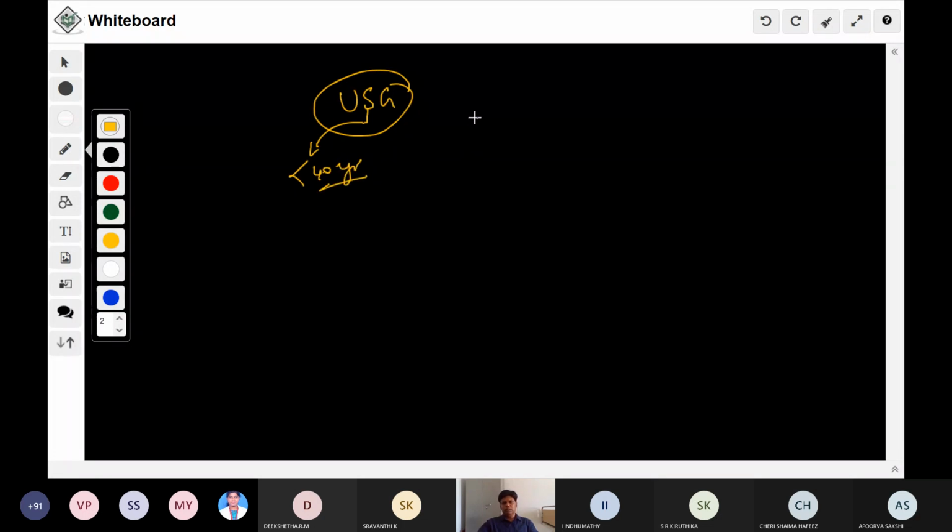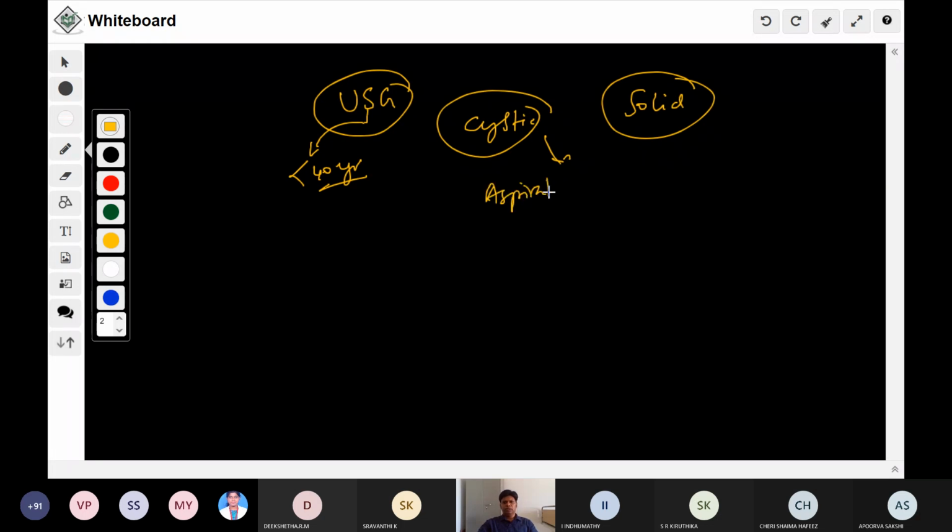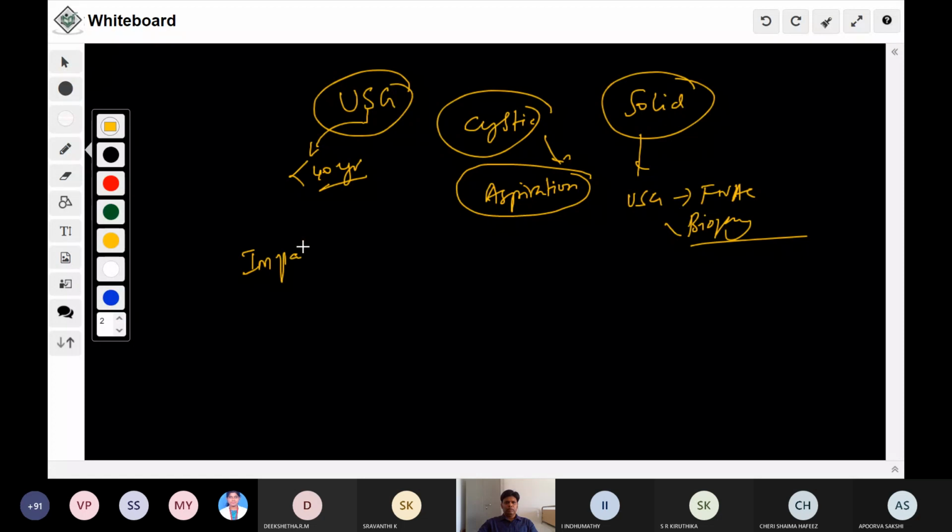Then what is the use? The main thing is it will differentiate whether the lesion is cystic or solid. If it is cystic, you can do ultrasound guided aspiration. That is the first thing you can do. And if it is solid, you can do USG guided FNAC or you can do an ultrasound guided biopsy. And the next one is that sometimes there are some impalpable lesions, and those cases you can pick up by doing the ultrasound. Okay, so these are some uses of ultrasound, particularly in a breast lesion.